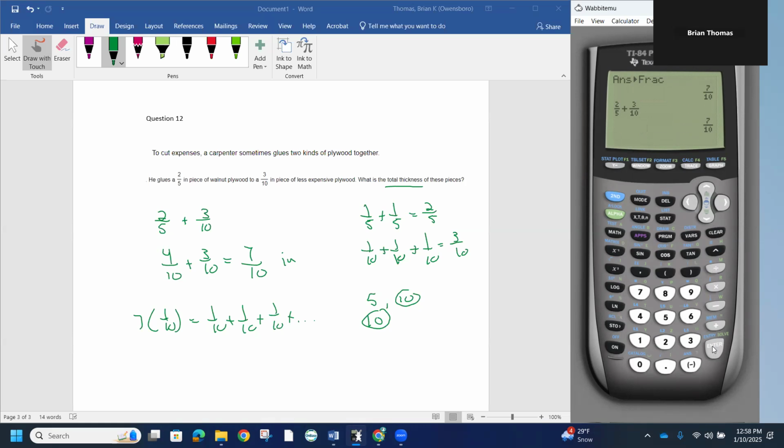But this problem really was so basic, it wouldn't be worth the trouble to do it on a calculator, because really all I had to do is multiply the 2 and the 5 by 2 to create 4 tenths, and 4 tenths plus 3 tenths is 7 tenths. That would be much quicker to do by hand. So hopefully you find that useful in working with fractions.